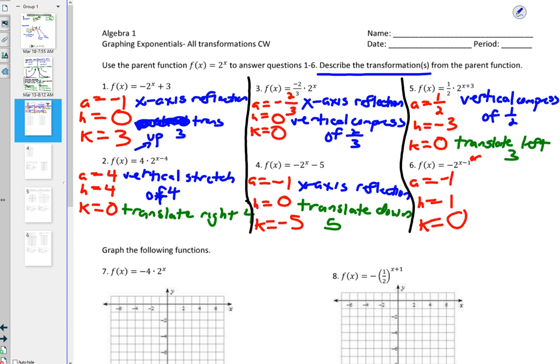So let's see. Jada, give me some transformations that are happening here. Show x-axis reflection. Can you give me the other transformation there? Good, translate right one.